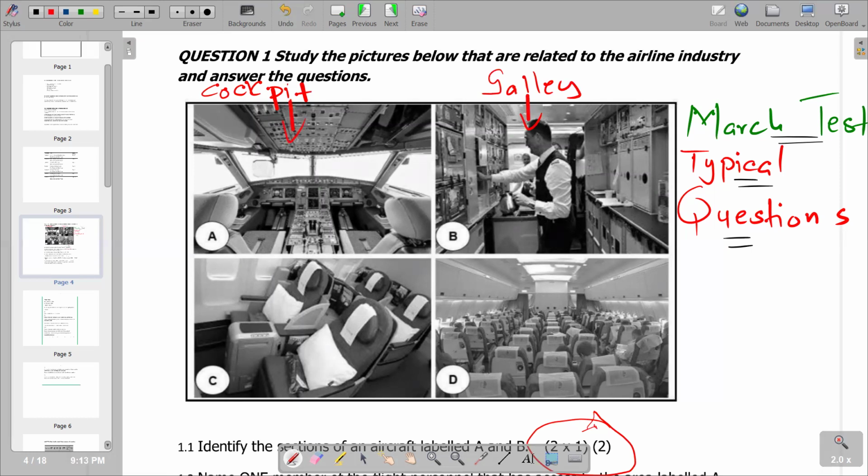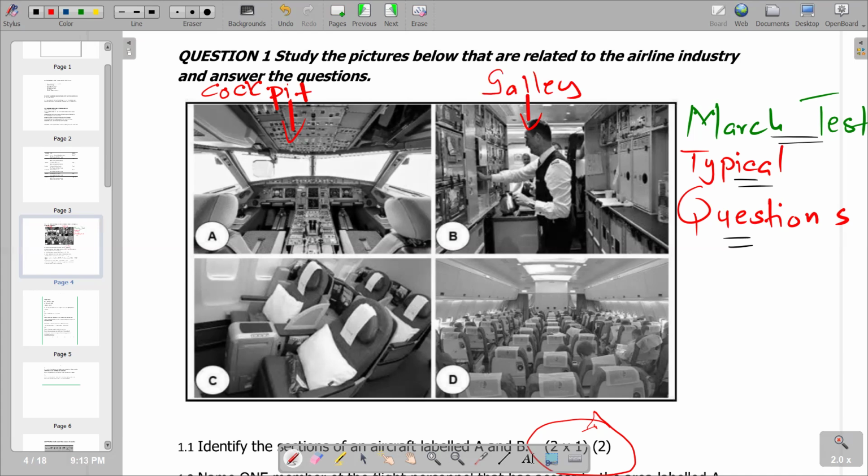A cockpit contains flight instruments, and you will see that these flight instruments are on an instrument panel. It also contains the controls that enable the pilot to fly. So basically, that's what we have in terms of the cockpit. A galley is a compartment of an aircraft where food is cooked or prepared. So you are going to see the contents of that food in the galley.